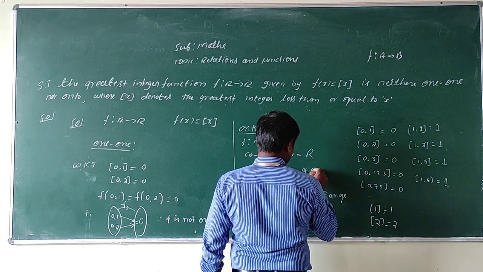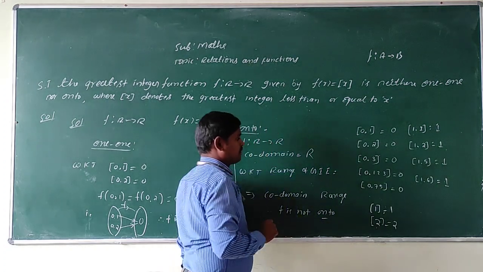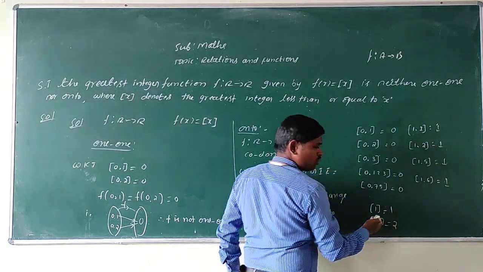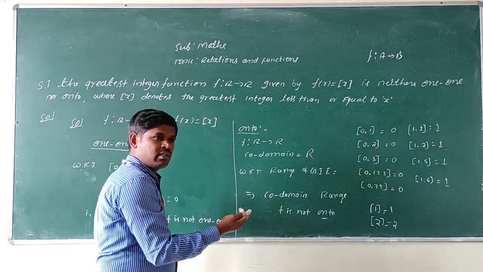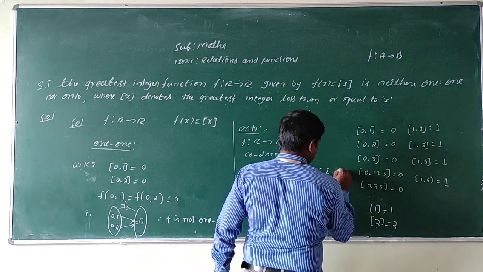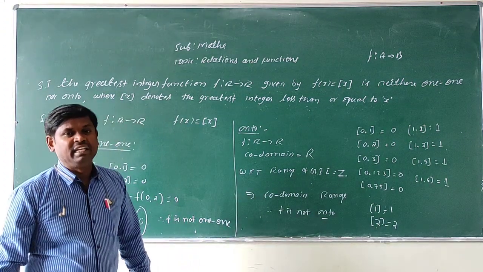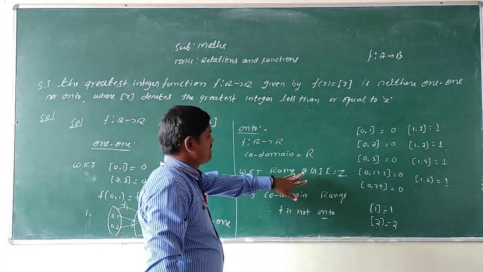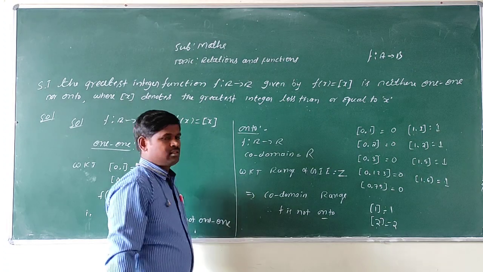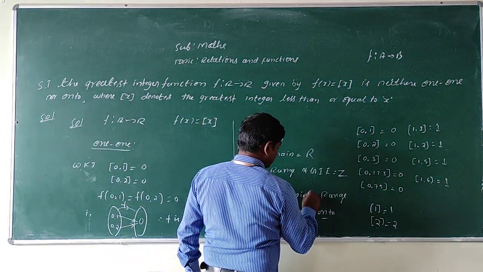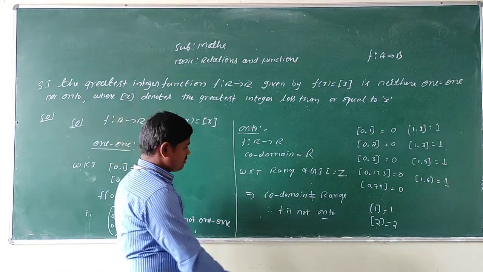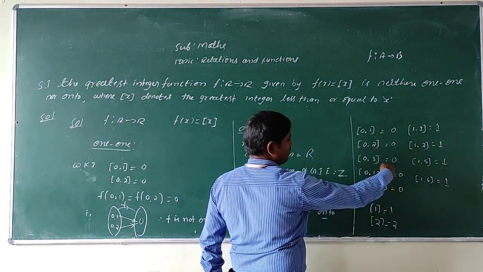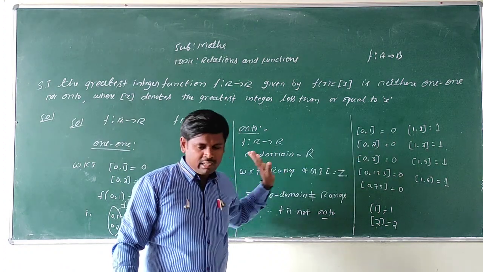Now, we know the range of the greatest integer function. What is the range? 0, 1, 2 and on the left side minus 1, minus 2 and so on. That means Z, the integers. The output is integers, whether positive or negative, whatever it may be. So the range is Z. This implies the codomain is not equal to the range. Therefore, f is not onto. You must write this. For your convenience, write this also.